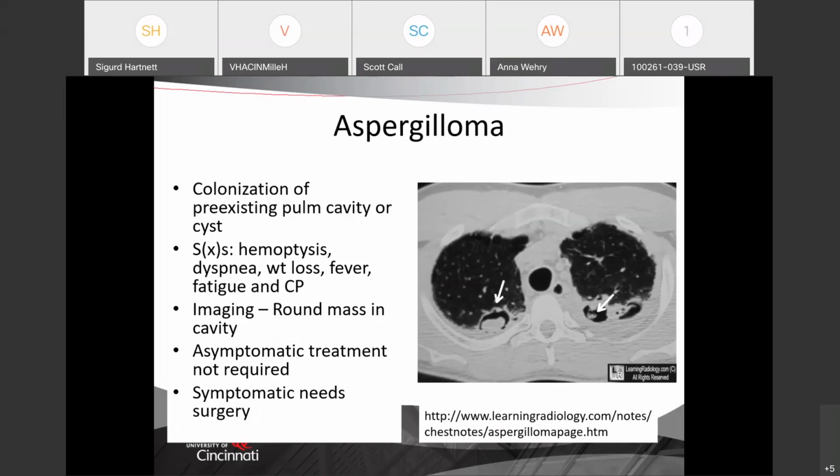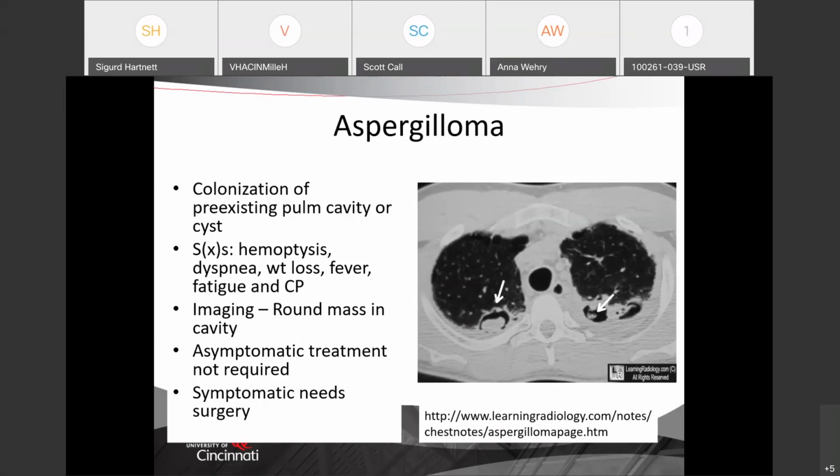Aspergilloma, you can see here, is colonization of a pre-existing pulmonary cavity. Patients can be completely asymptomatic, or they can have hemoptysis, dyspnea, and weight loss. It just depends on how that patient presents. You can see here a little bit of a round ball within a cavitary lesion, and that is what an aspergilloma really looks like on imaging.